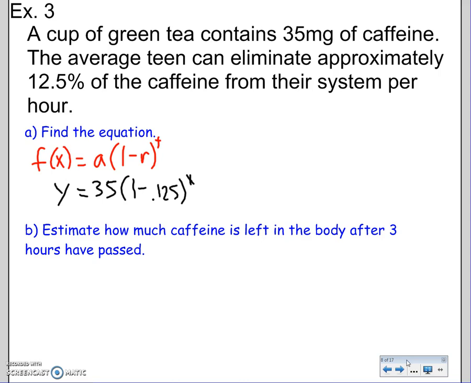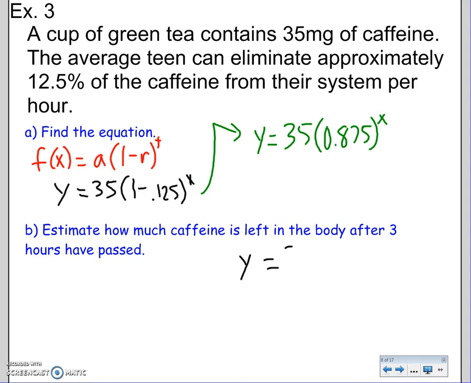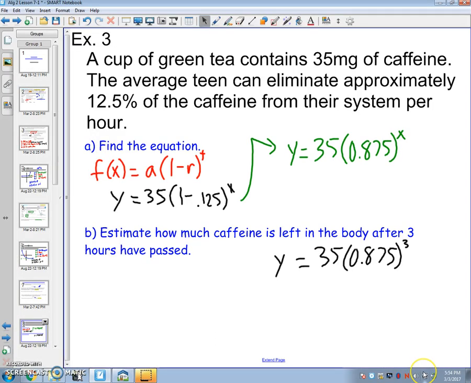All right, and let's fix the parentheses. So that's really y equals 35 times 0.875 to the x. So you'll see how b is 0.875, which is less than 1. That means it's decay. Now they're asking this question, how much caffeine is left after 3 hours? Well, time is t or x. Just plug in that. So what is y when x is 3? So here's where we just plug in 3 where x is, use a calculator, and we're done.